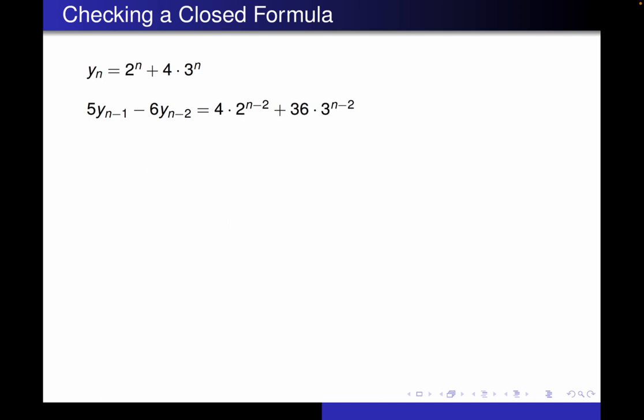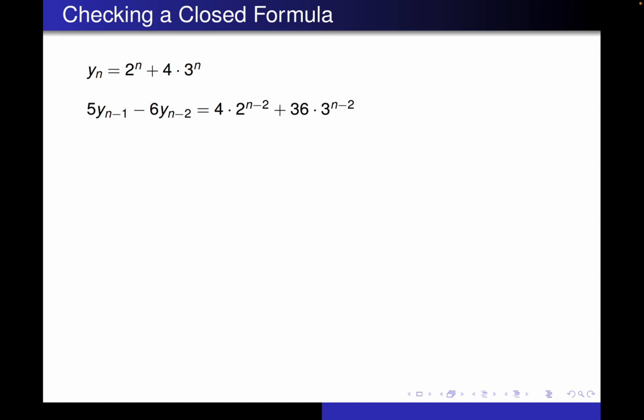All right, so here, let's go on to the next slide and sort of summarize what we have. We have the same formula for y sub n, that's 2 to the n plus 4 times 3 to the n. And now we have a nice formula for 5 times y sub n minus 1 minus 6 times y sub n minus 2. That's 4 times 2 to the n minus 2 plus 36 times 3 to the n minus 2. They don't exactly look the same, but they're starting to look a little bit similar, right?